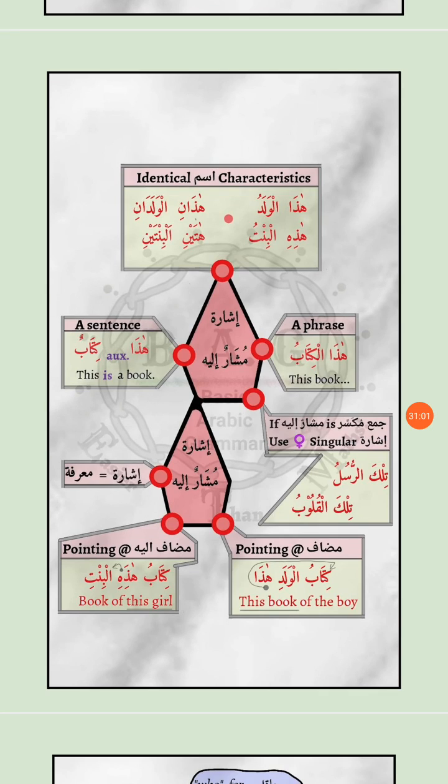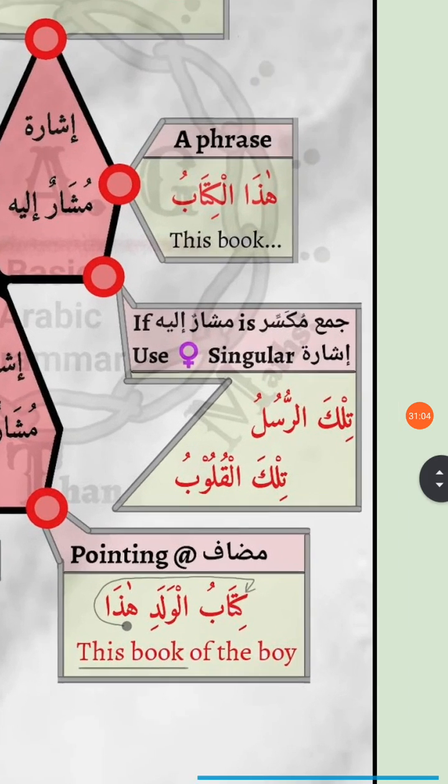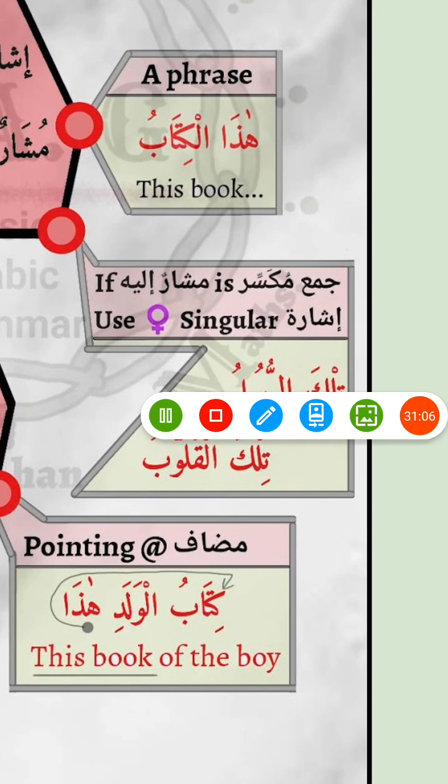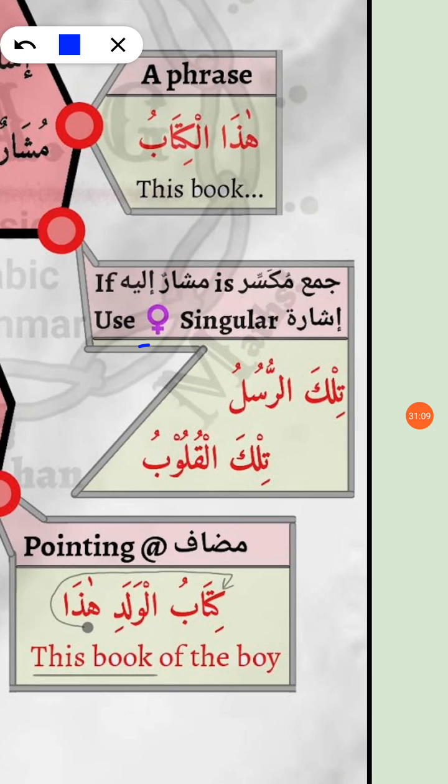The next important point is that, of course, if the musharun ilay is jama mukassir, you are going to use a feminine singular ishara. Why? Because I hope you remember that all the jama mukassirs are considered to be grammatically feminine. Okay, and if it is a jama mukassir of an aqil ism, it can be dealt as both feminine as well as masculine. And if it is the jama mukassir of a ghair aqil ism, then it is going to be only dealt as grammatically feminine noun.